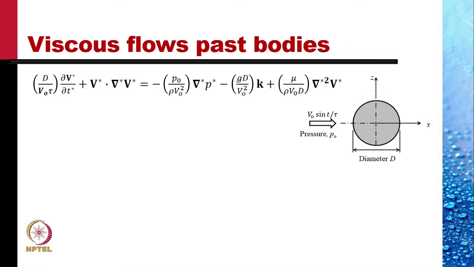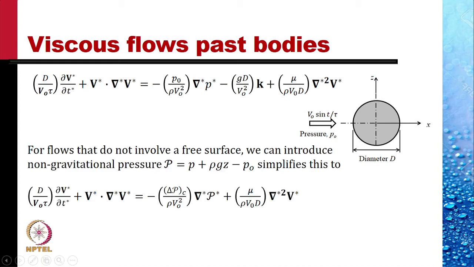Let us look now at viscous flow past bodies and try to apply these concepts that we learned here. The equation that we derived earlier, the Navier-Stokes equation, non-dimensionalized, is this. For flows that do not involve a free surface, we can introduce a non-gravitational pressure, script P, equal to P plus rho G z minus P naught. And this simplifies the equation by combining the first two terms on the right.